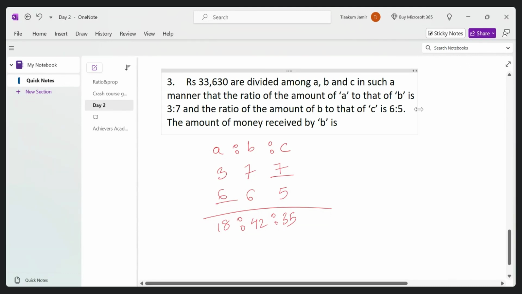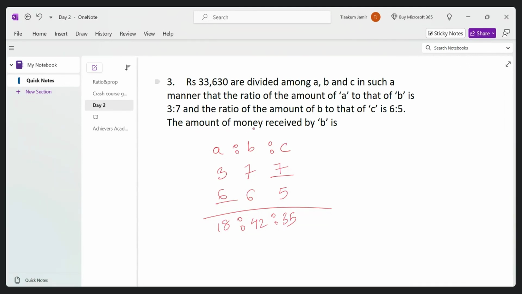Now the question is asking us to find the amount of money received by B. B's share out of 33,630. B's share is to be found. And with the help of this ratio, we can find that one.